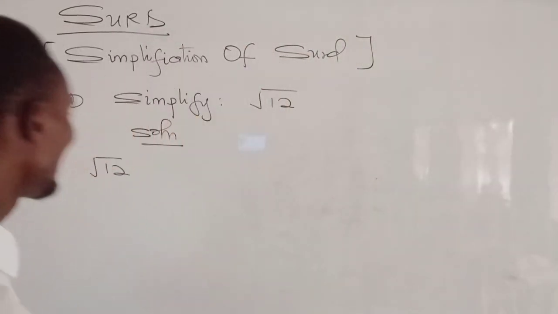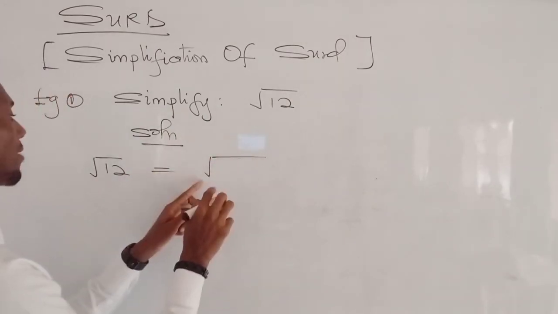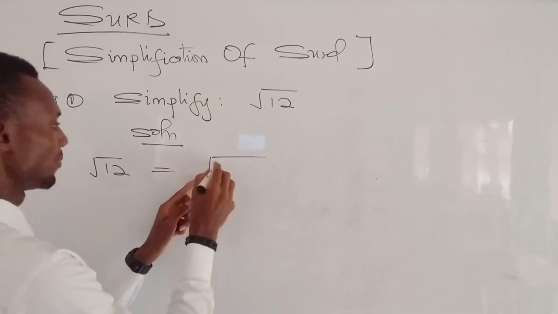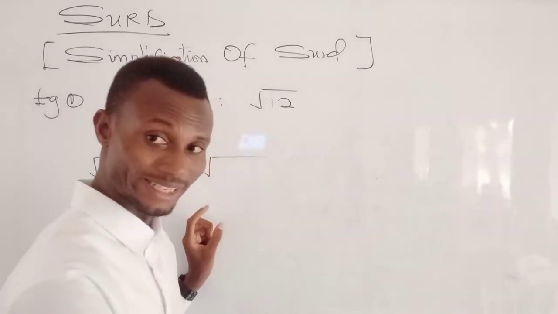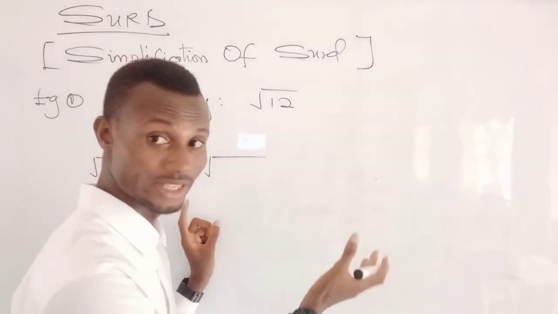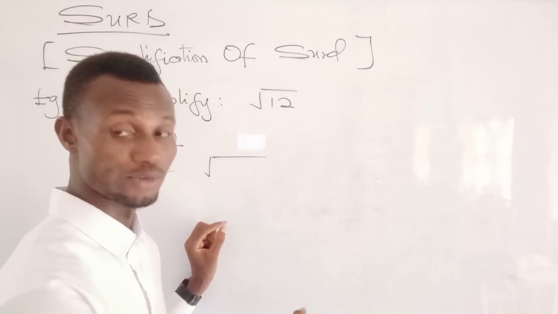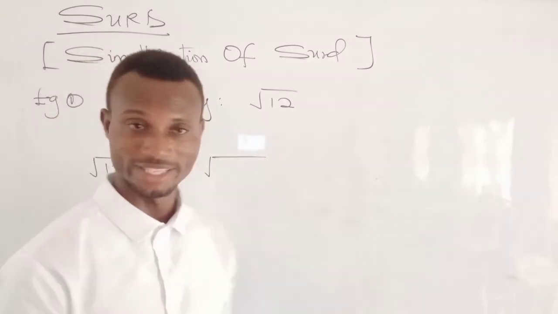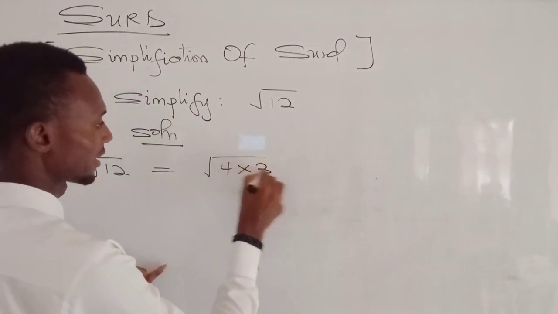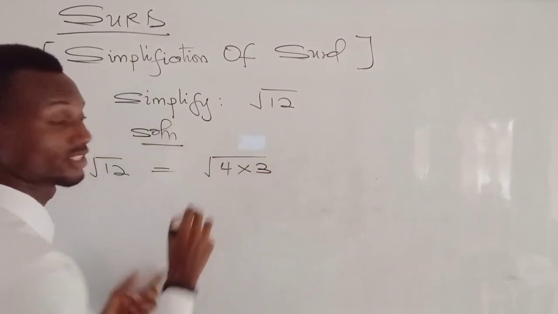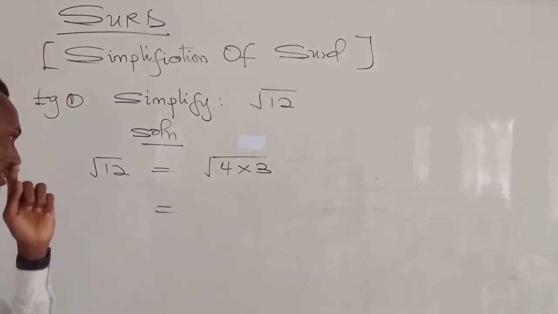So my square root of 12 is going to be the square root of, now the 12, I'll replace it with 4 times 3, or 3 times 4, it's the same thing, because multiplication is commutative. So I have 4 times 3. I hope you agree with me up to this point. So now with this one we can go ahead and simplify further.